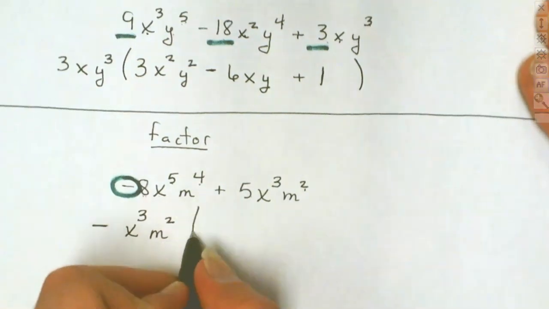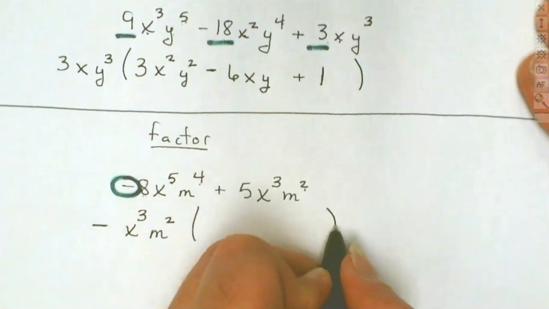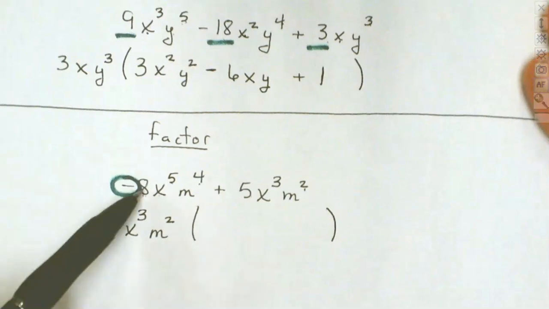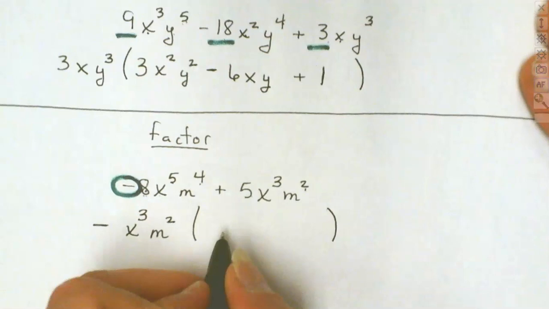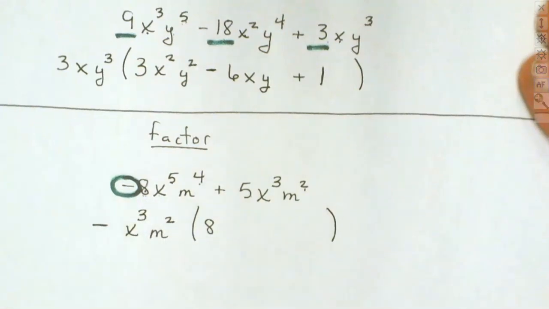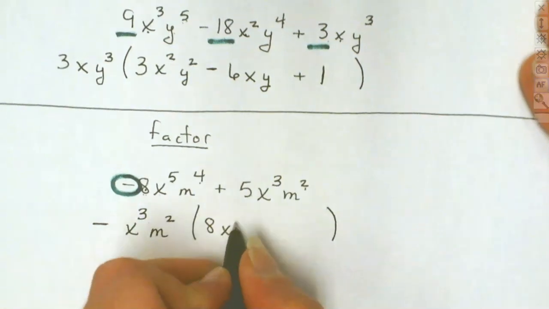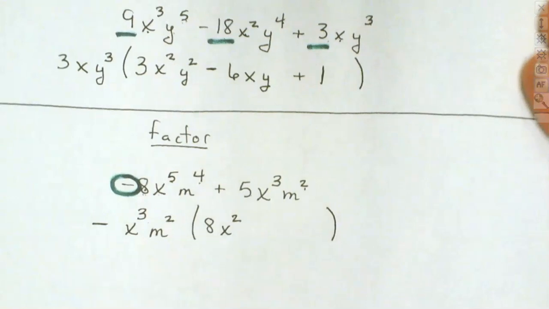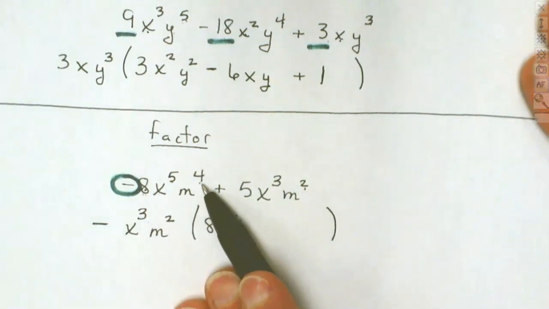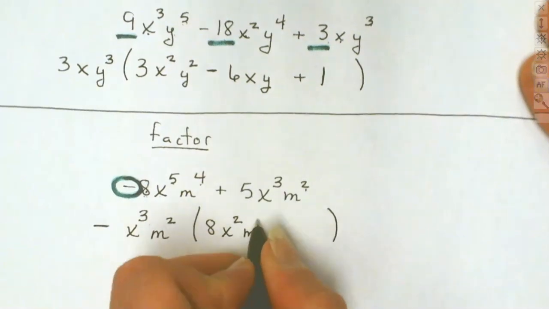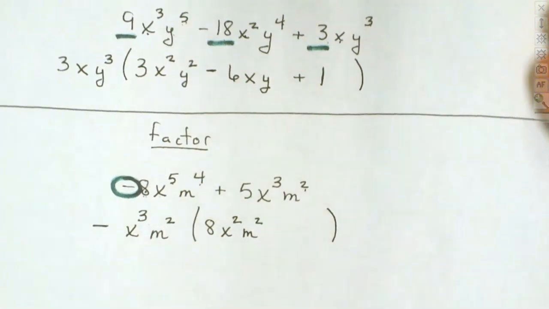Now, whenever you take out a negative, that's going to change your signs because you're dividing by a negative 1. So negative 8 divided by negative 1, that makes it a positive 8. We've got an x to the 5th. Take out 3 of them. That makes it an x squared. How about the m's? We've got 4. Take out 2.